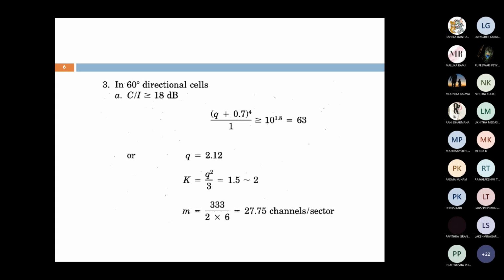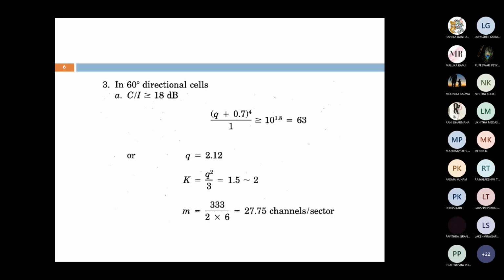Next problem number 3. Now we are assuming that it is a directional antenna system we are using, but it is 60 degree, nothing but each cell divided into 6 parts. And the distance is Q plus 0.7 only, that is only one co-channel interference cell is there. So the distance is D plus 0.7 R. Then case A is C by I is greater than or equal to 18 dB. Then calculate K value, that is Q plus 0.7 power 4 divided by 1, that is only single co-channel cell, it is greater than or equal to 10 power 1.8, which is equal to 63. Then Q equal to 2.12, then K is approximately equal to 2.